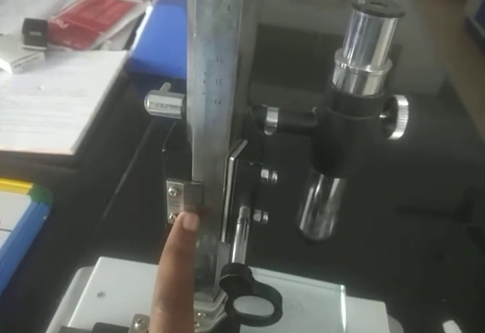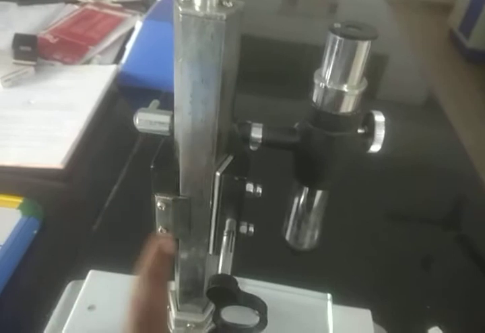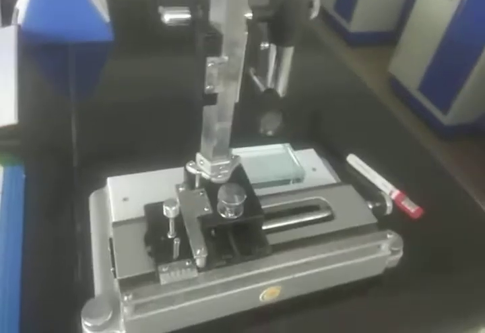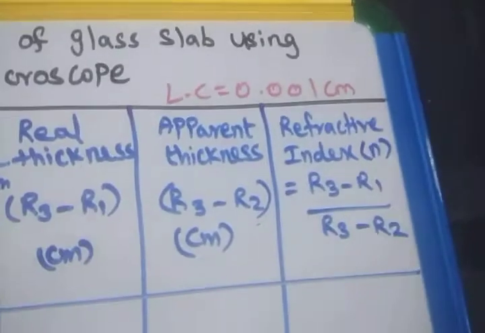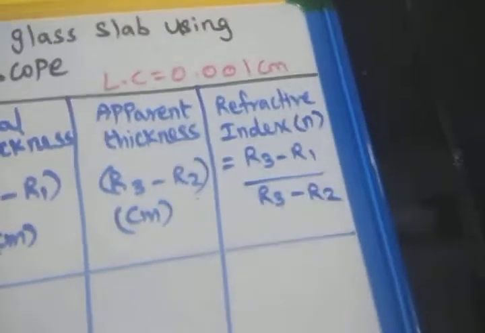In order to make the fine tuning, if you rotate this one, this part will move slowly upwards or downwards. If this part is moving upwards or downwards, the vernier scale is moving upwards. That is called a sliding scale. So the vernier scale will slide over the traveling microscope. Whenever the vernier scale is moving upwards, the microscope is also moving. So this is the traveling microscope. The traveling microscope least count is 0.001 centimeter.